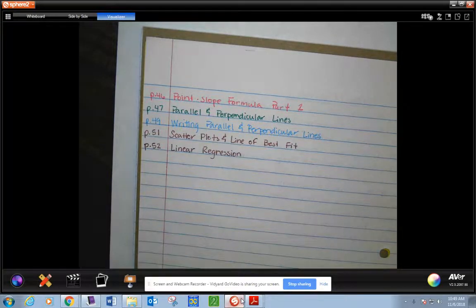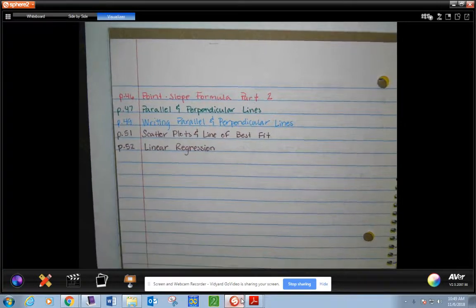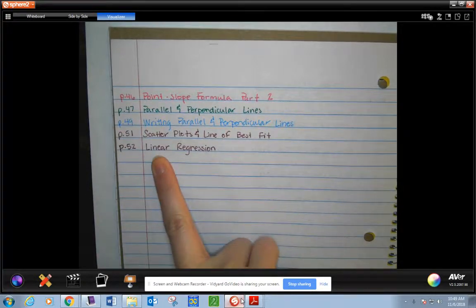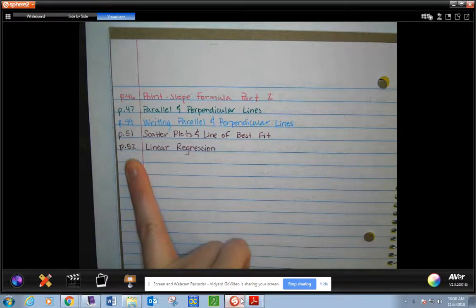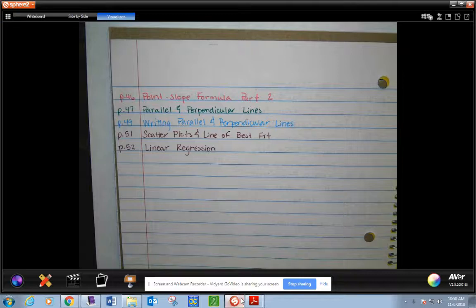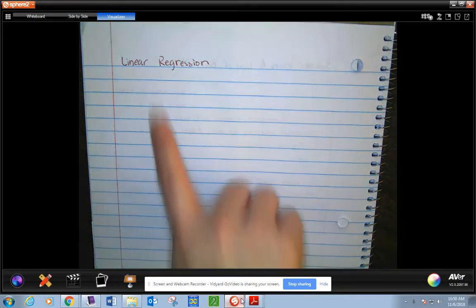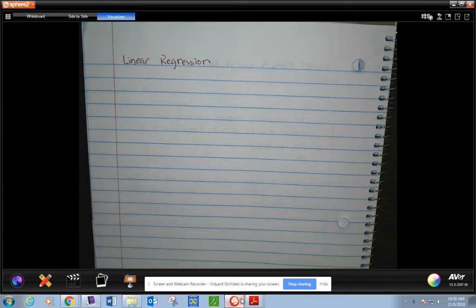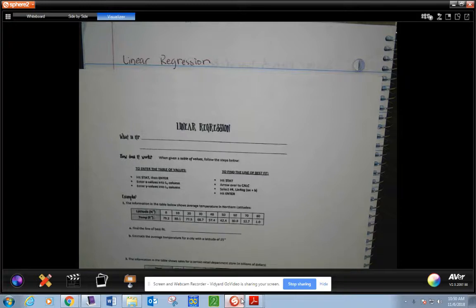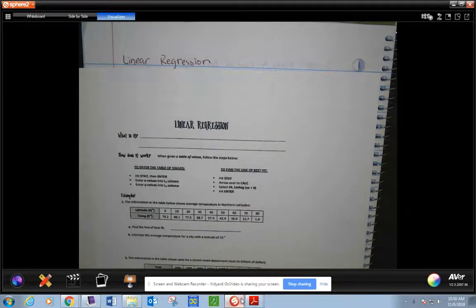If you will turn to your table of contents, we are on this entry right here that says linear regression. It should be about page 52. If it's not on 52 for you, just write whatever page is open that's next. So flip over to page 52, and at the top, write linear regression. These notes are going to be on a sheet of paper, so make sure you have this paper, and we're going to go ahead and get started.